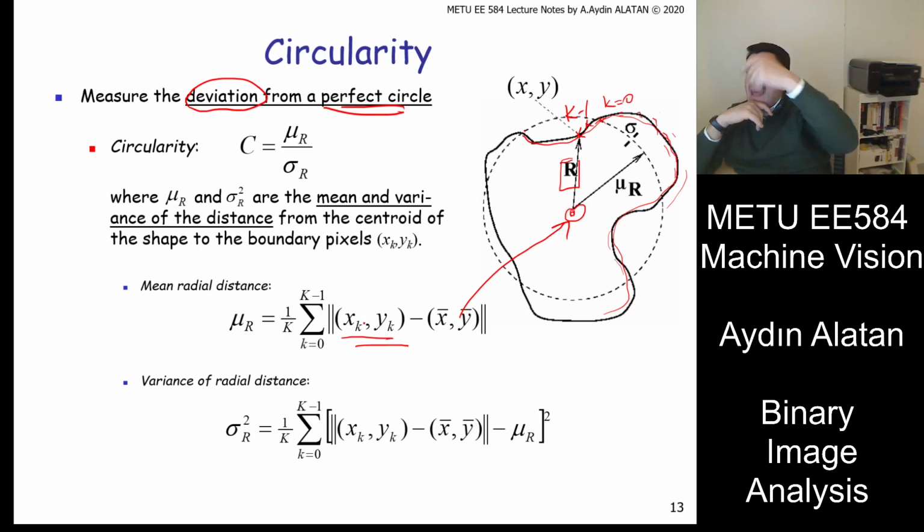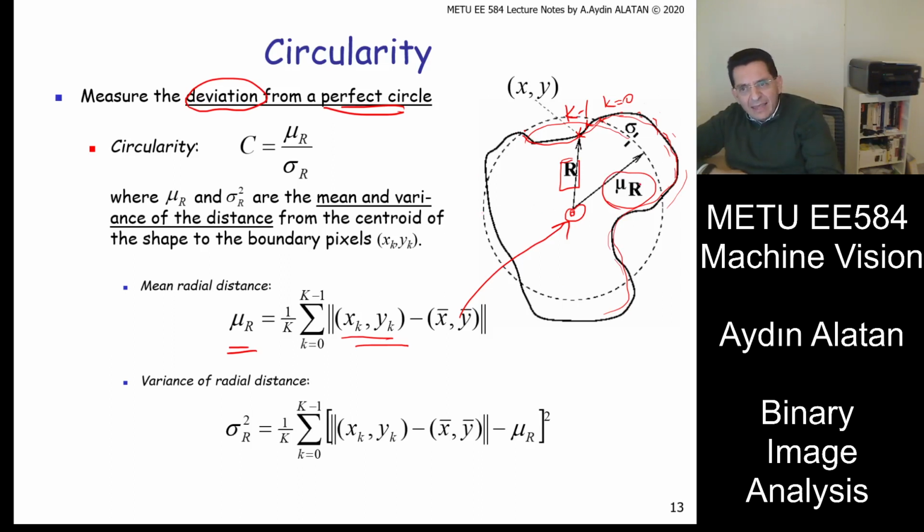Therefore, you find an average radial distance for every boundary point, the distance between the boundary point and the center of mass, okay? And you call this the mean radial distance. In other words, you have an average object, and that will give you a circle whose radius is mu r. That mu r is like an average thing, which is giving you this information.